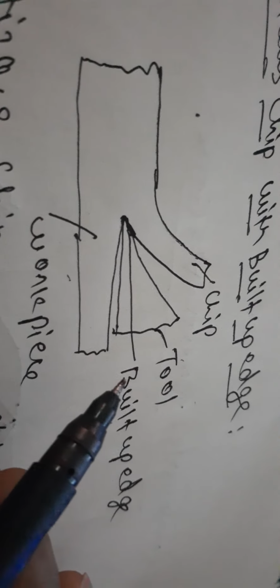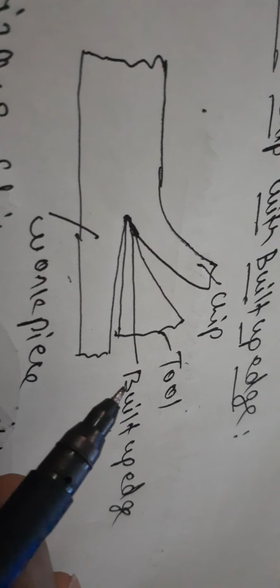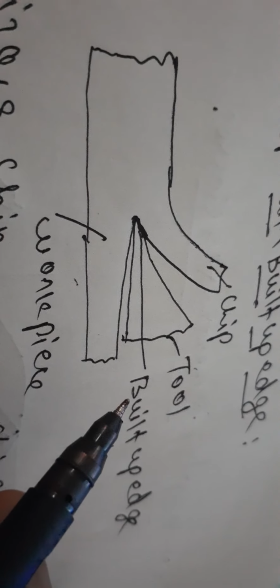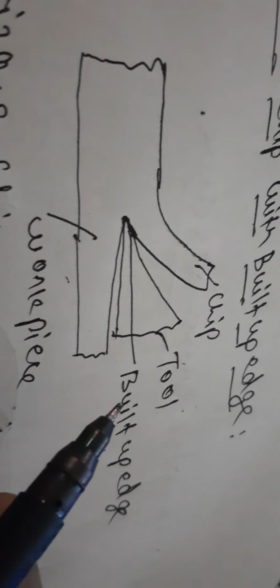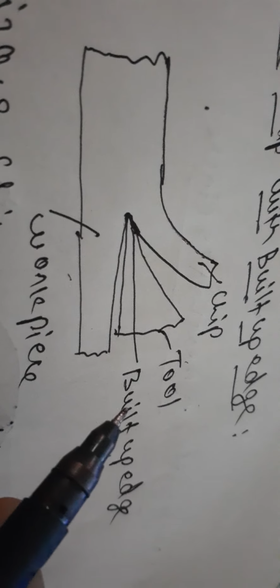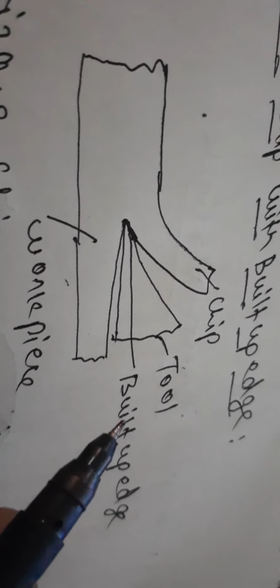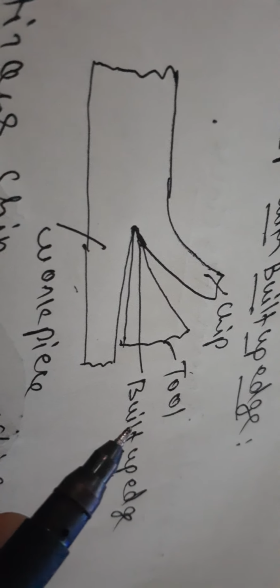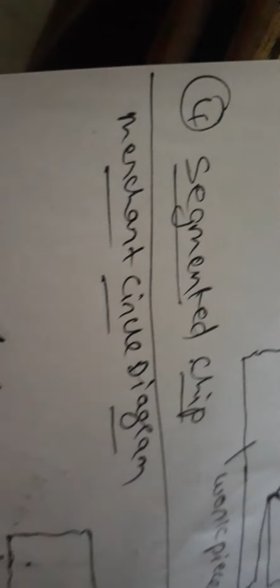It breaks. The broken portion of the built up edge gets embedded in the machined surface or gets attached to the underside of the flowing chip. The building up and breaking of built up edge is cyclic, and there is a regular embedding of broken built up edge into the machined surface. The surface finish is affected. Okay, so next we'll discuss discontinuous chip.